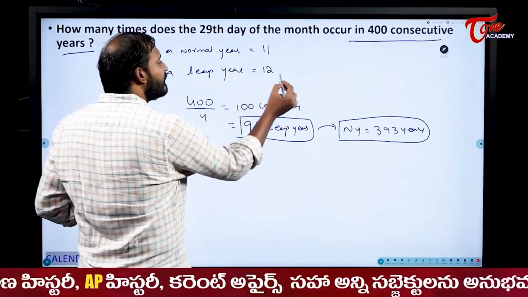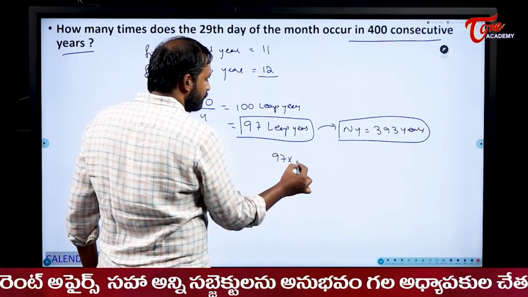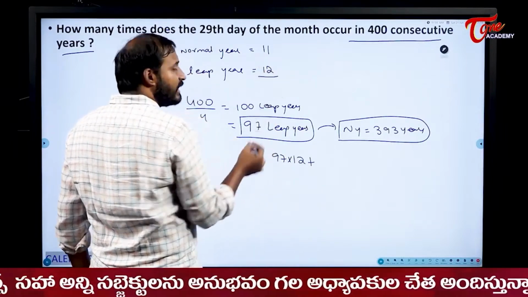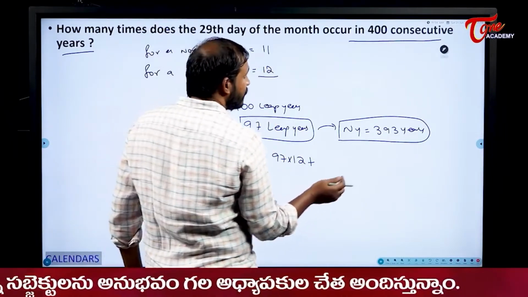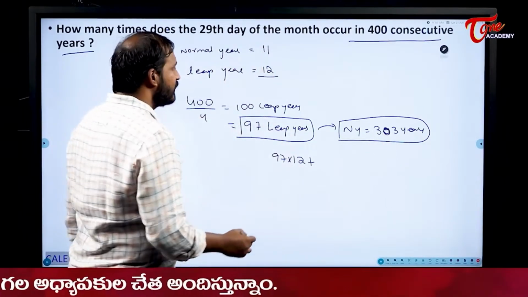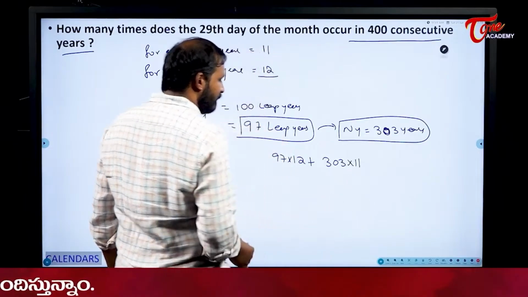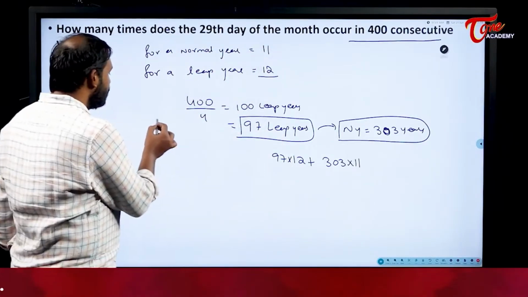Okay. For one leap year, how many 29ths will we get? 97 into 12, plus for normal years, 303 into 11. Not 393, 303. So please calculate it, students. What will you get?